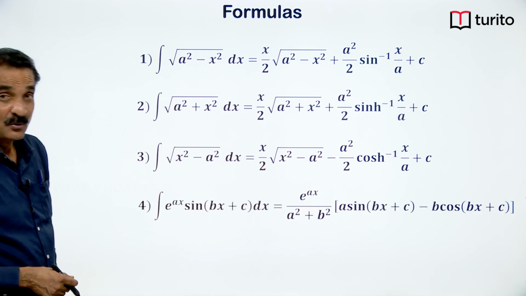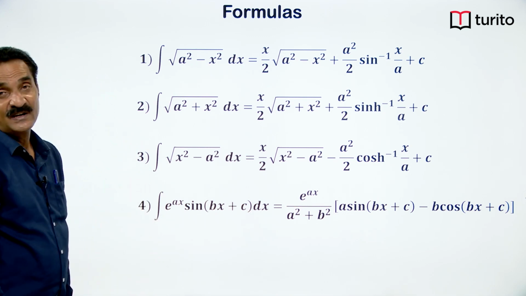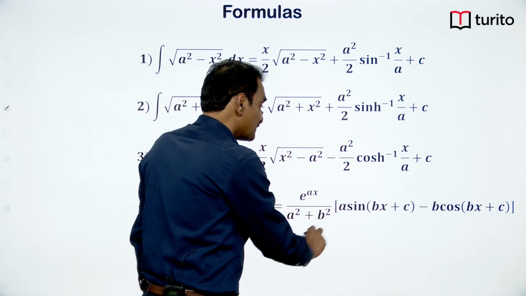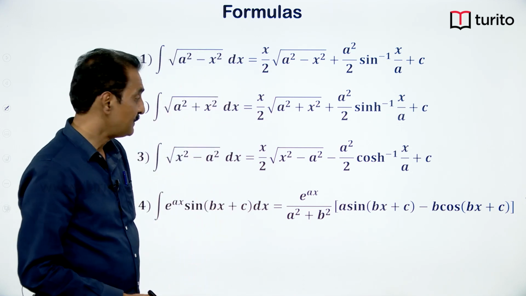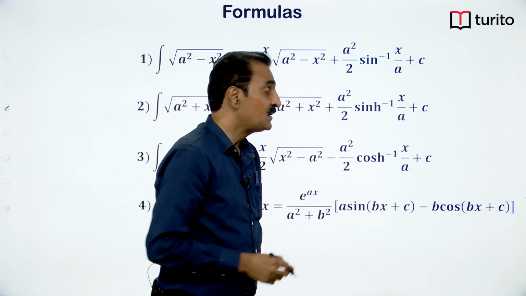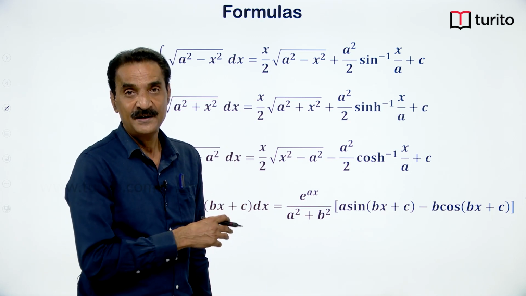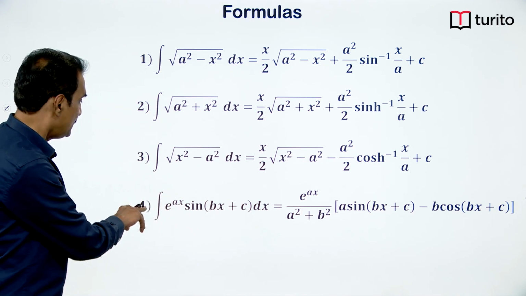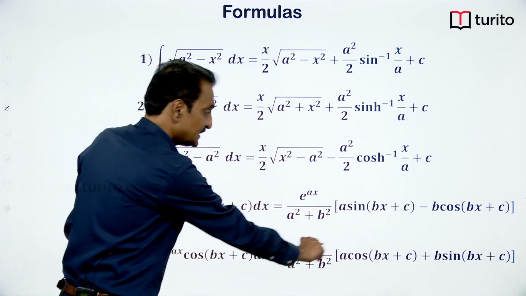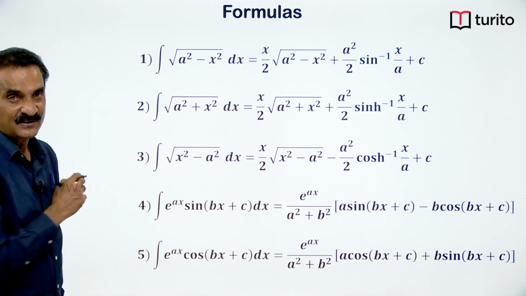Now I am going to prove one more result, very important, you need to remember. Integral e power ax into sin bx plus c dx is equal to e power ax by a square plus b square into a sin bx plus c minus b cos bx plus c. We can prove it by integration by parts. Similarly, integral e power ax into cos bx plus c dx is this. All of you need to remember both the results. I am going to prove the first one.